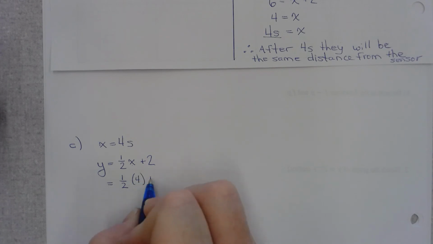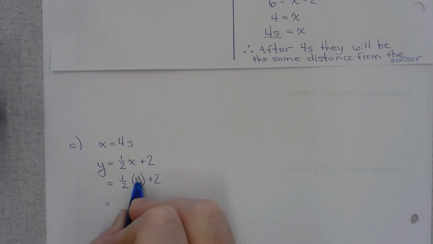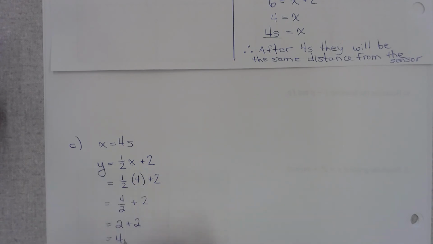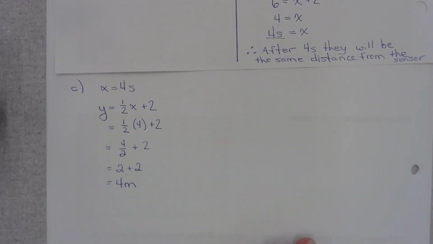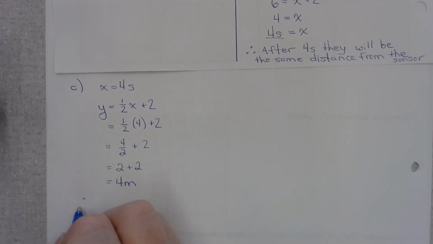times 4 plus 2. So remember, 4 times 1 is 4 over 2 plus 2. 4 divided by 2 is 2 plus 2. And so that equals 4, and y is measured in meters. So then after 4 seconds, they will both be 4 meters from the sensor. So therefore, after 4 seconds, they will be 4 meters from the sensor. And then you're done.